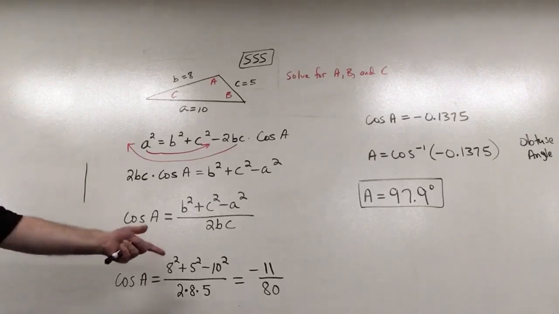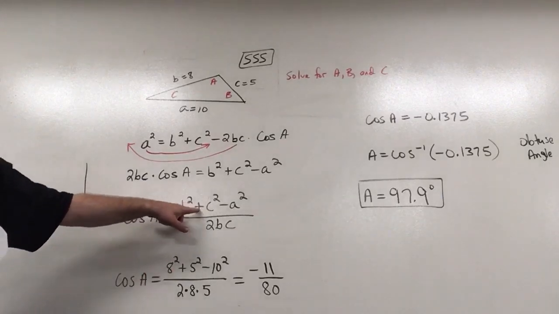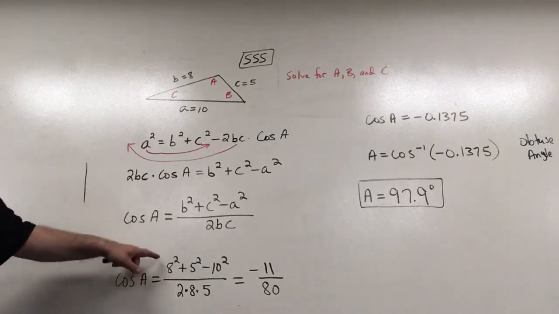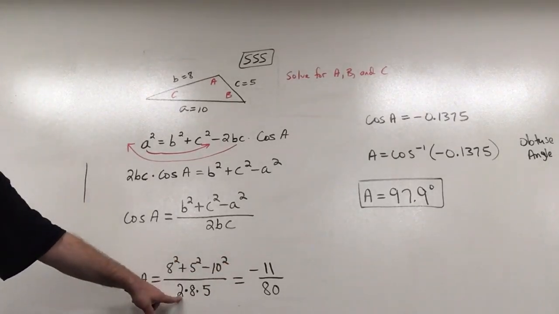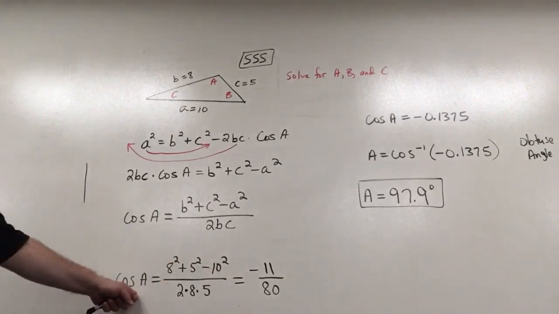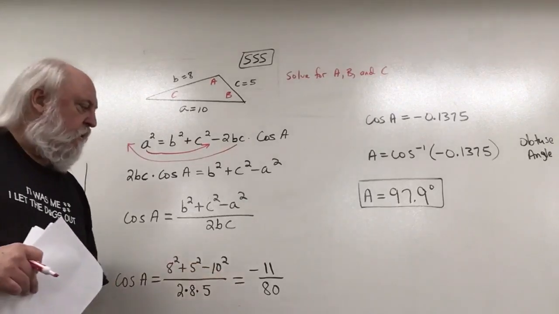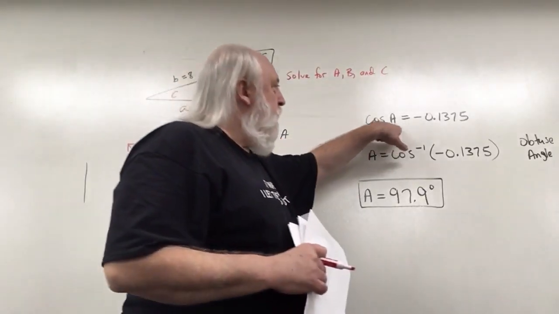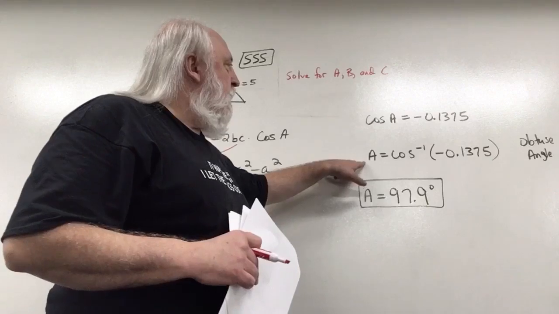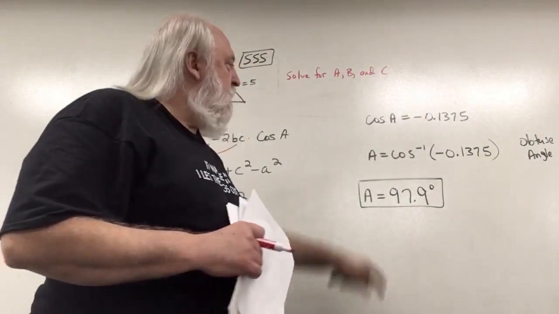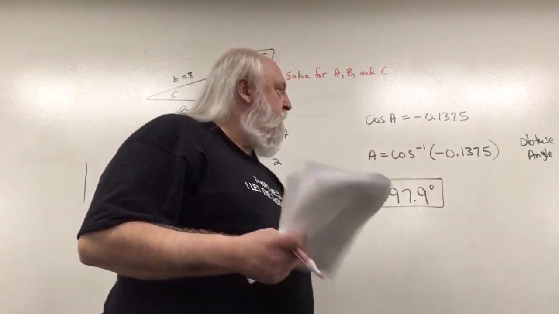Now that I've isolated cosine of angle A, I substitute for a, b, and c on the right-hand side. When I simplify the numerator, I get minus 11, and when I simplify the denominator, I get 80. So the cosine of angle A is equal to minus 11 over 80. Doing that division on my calculator, cosine A is equal to minus 0.1375. If I take the inverse cosine on both sides, I get angle A is equal to the inverse cosine of minus 0.1375.